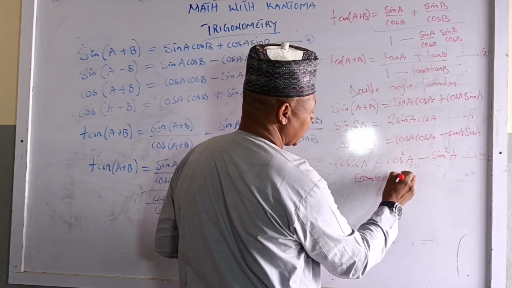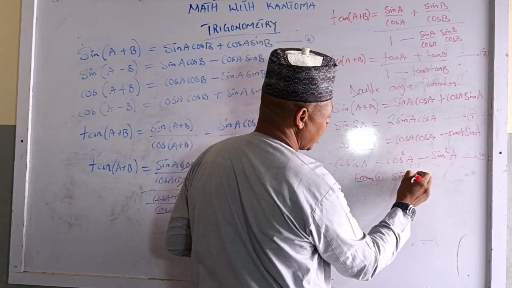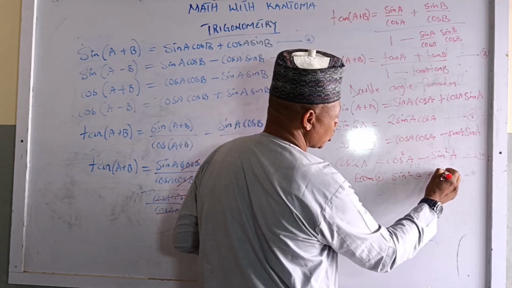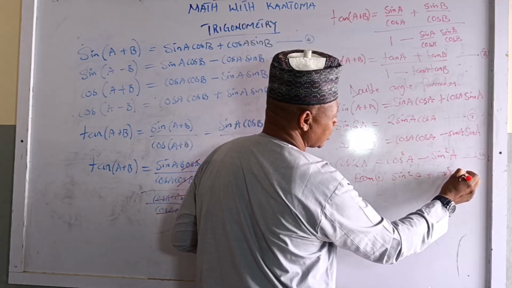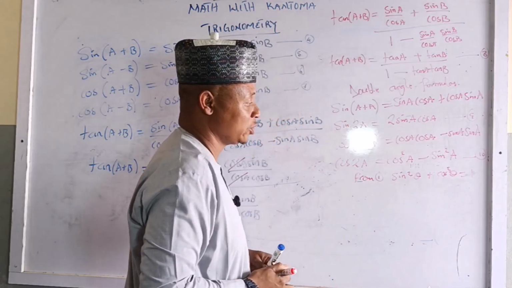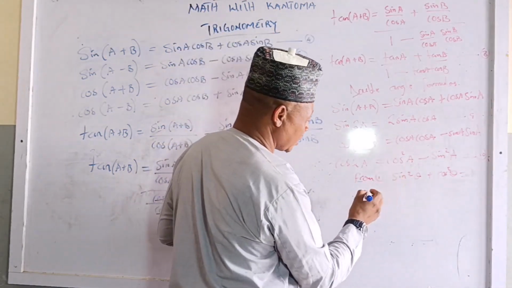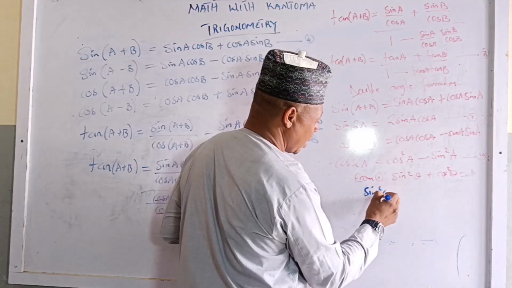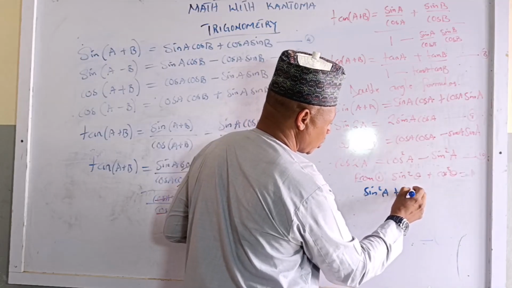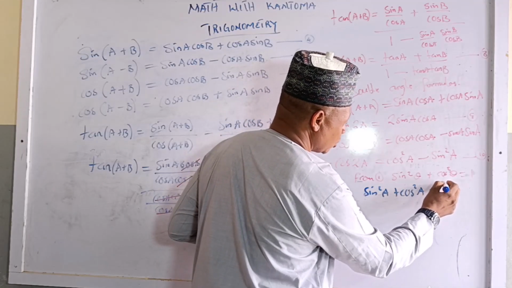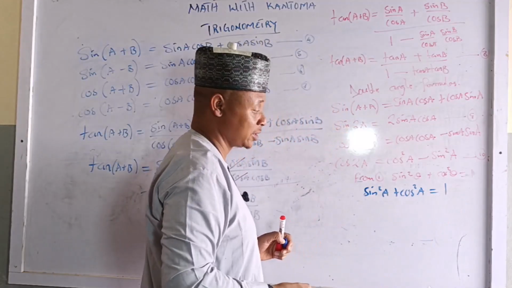From equation 1, sine square theta plus cos square theta is equal to 1. But here we are not dealing with theta, we are dealing with angle A. So instead of writing sine square theta, I can write sine square A plus cos square A is equal to 1. This is from the first identity, equation 1.